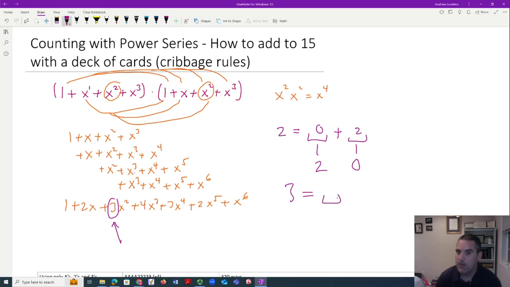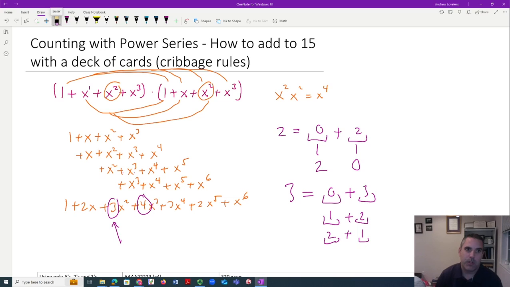How many ways can you get 3? You can have 0 plus 3. You can have 1 plus 2. You can have 2 plus 1. And you can have 3 plus 0. 4 ways.